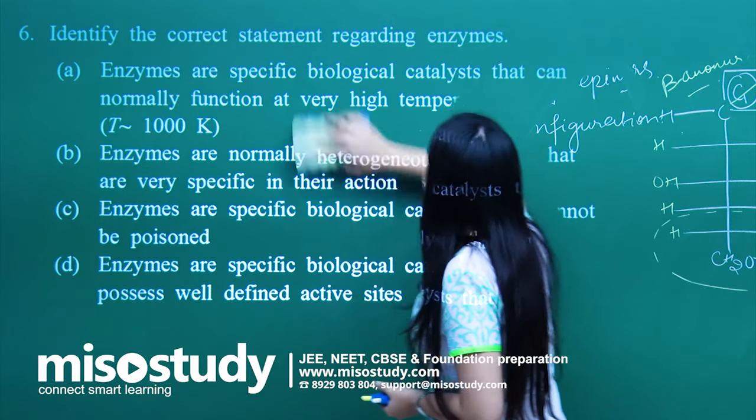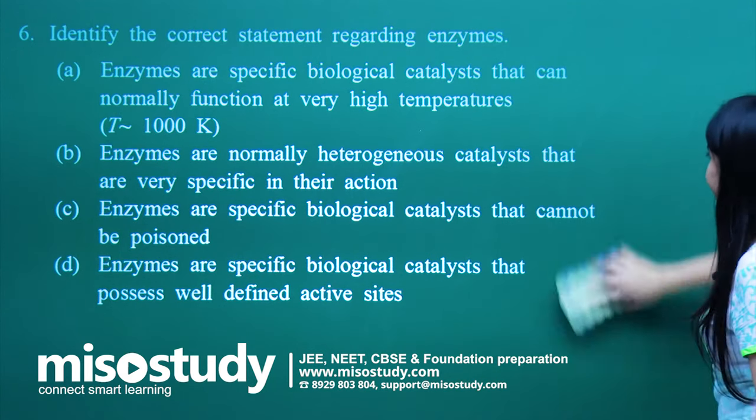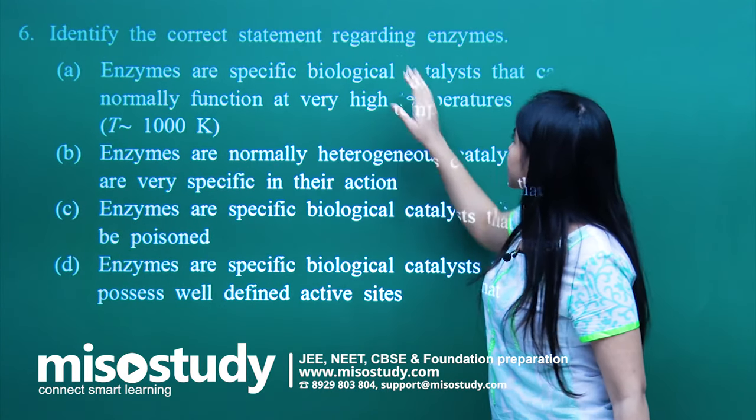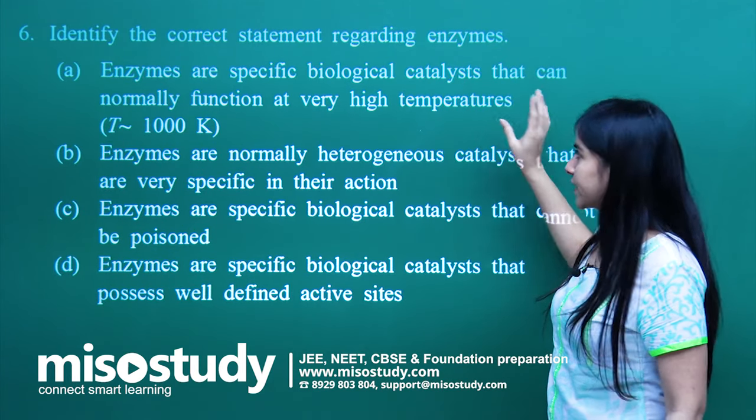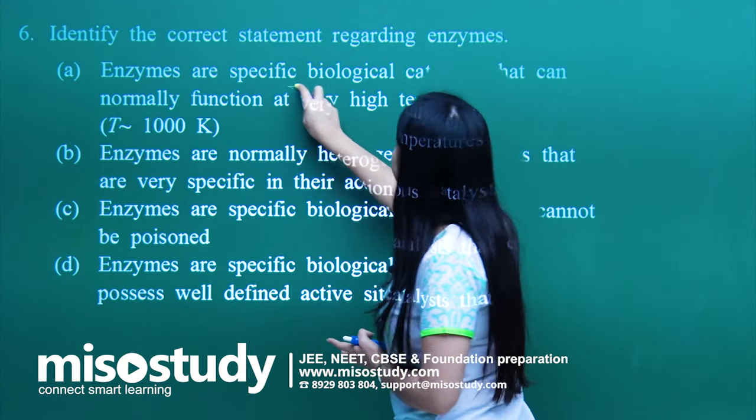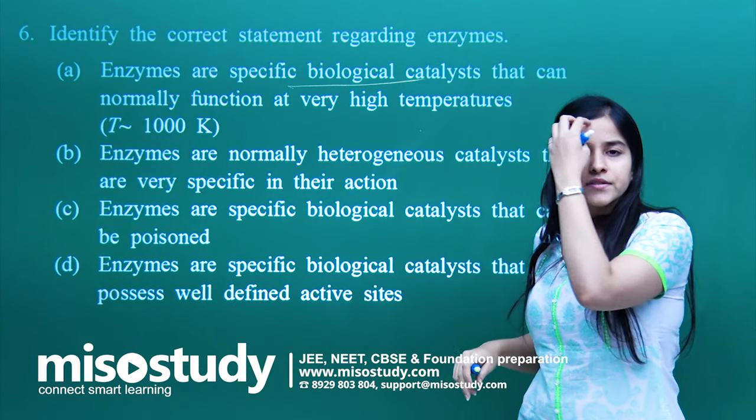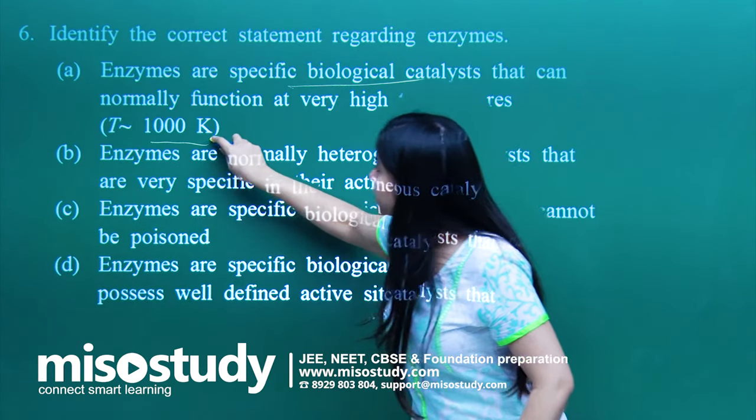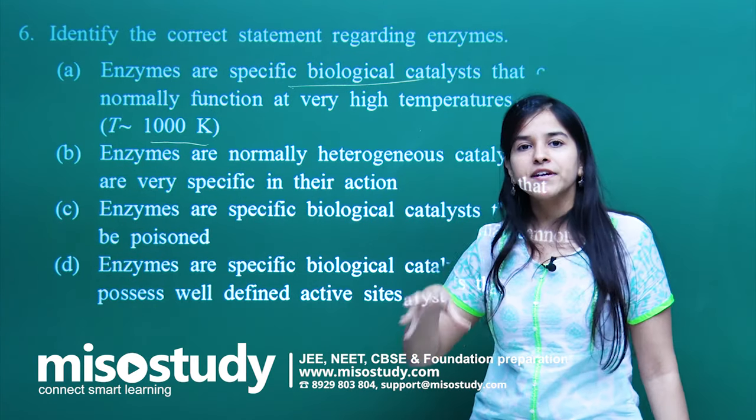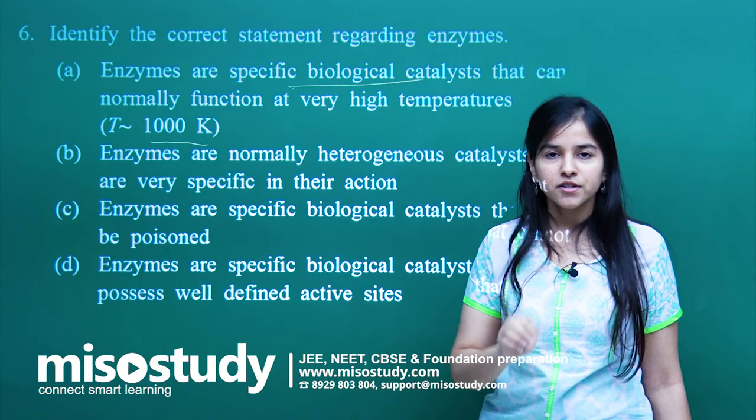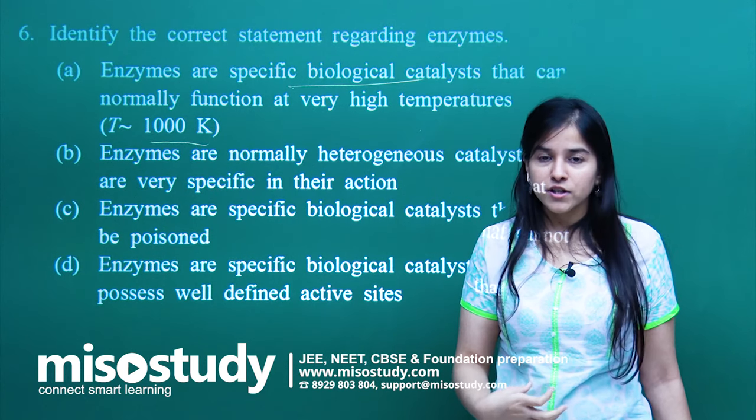Now comes up the question related to enzymes. So I hope everybody has revised the concepts. So identify the correct statement regarding the enzymes. Enzymes are specific biological catalysts. Yes, they are. That can normally function at very high temperatures. Approximately, they have given 1000 Kelvin. So is there 1000 Kelvin temperature developed within our body? Not at all.